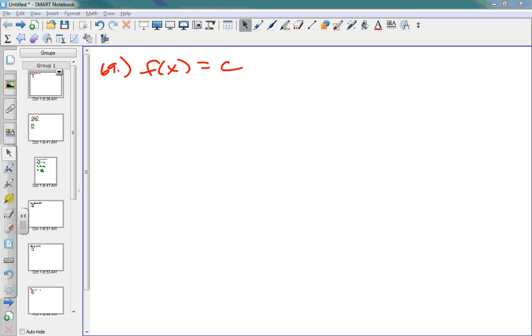Okay, for 69, it's a horizontal line, and it says identify the common function. The common function is a parent function. The parent function is for those 6 functions that we had to deal with, and y equals c was one of those parent functions. It was a horizontal line. Okay? Now, it says describe the transformation.